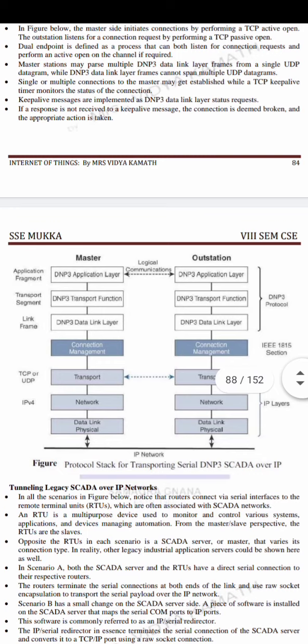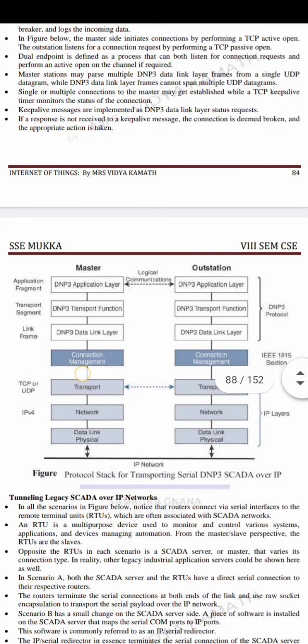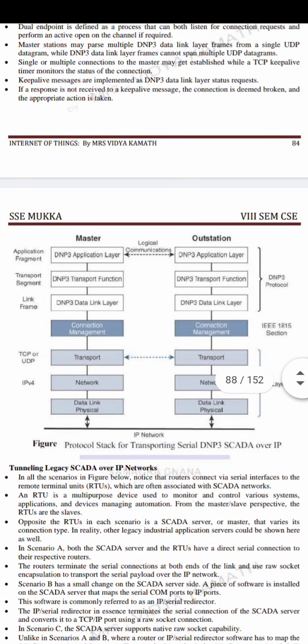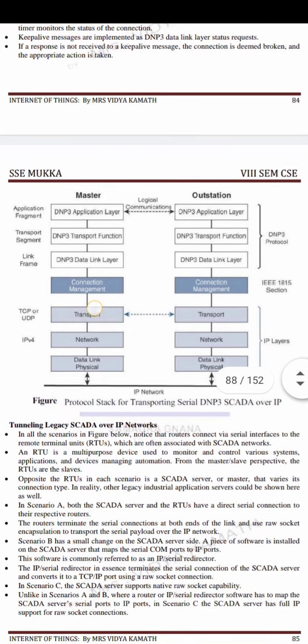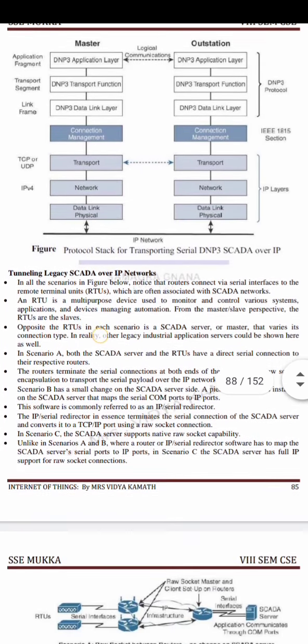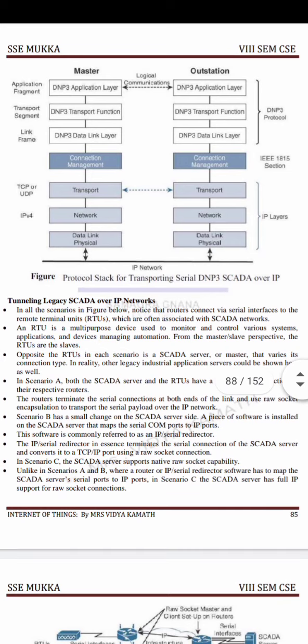Single or multiple connections to the master may get established while the TCP keep alive timer monitors the status of the connection. If no response is given to a keep alive message, the connection will be broken. The keep alive messages are also implemented in the DNP3 data link layer status request. So this is how the stack looks.